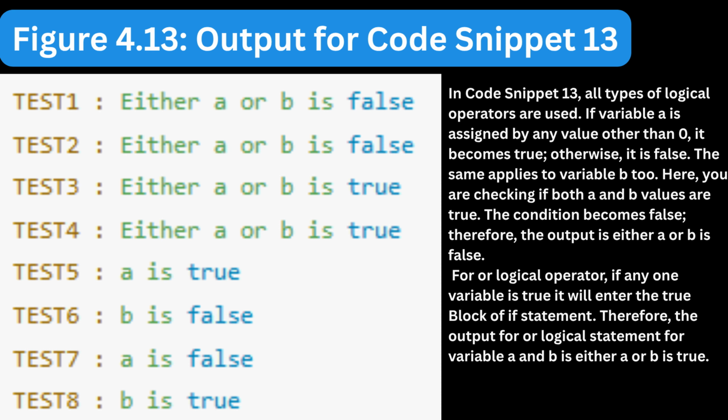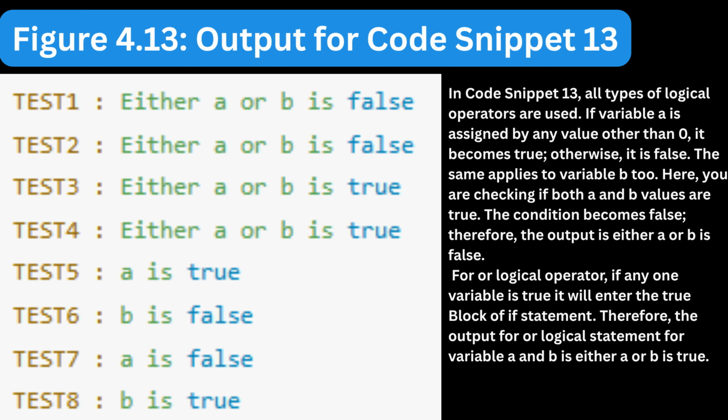Next, the OR operator was tested with the same values. For OR, the rule is softer. If any one of the conditions is true, the whole expression is considered true. In the checks, $a || $b and $a or $b, $a was still false, but $b was true, so the overall result became true. That is why test 3 and test 4 both printed "Either a or b is true" in the output.